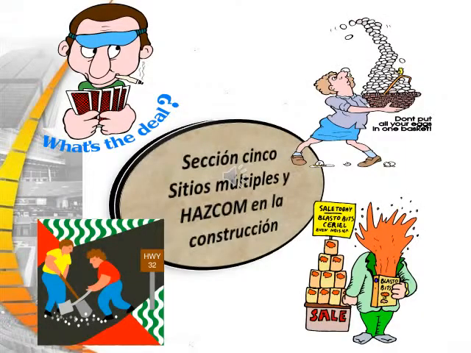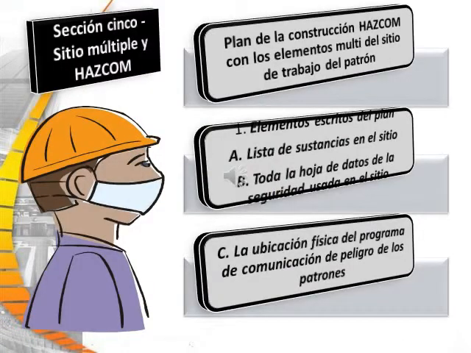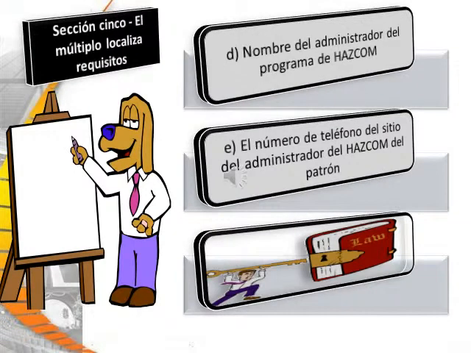Section 5, multiple construction sites and HAZCOM for construction. A construction HAZCOM plan for employers with multiple work sites includes written plan elements, including a list of substances at the site, all safety data sheets, and the physical location of the employer's HAZCOM program. Each site must have the name of the HAZCOM program administrator, as well as the phone number of the employer's HAZCOM administrator.